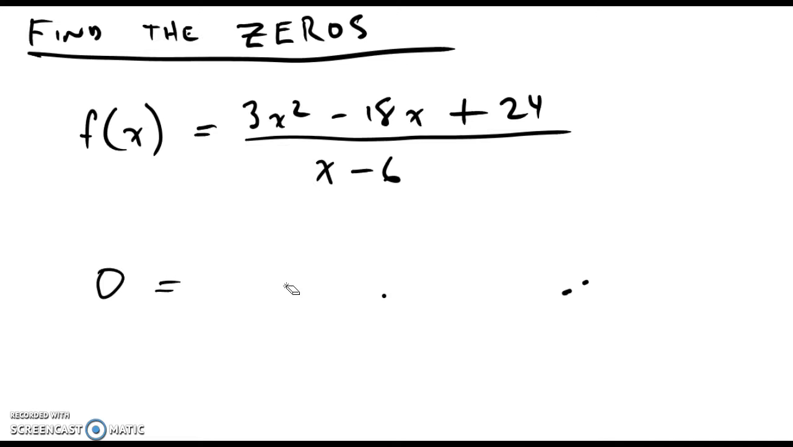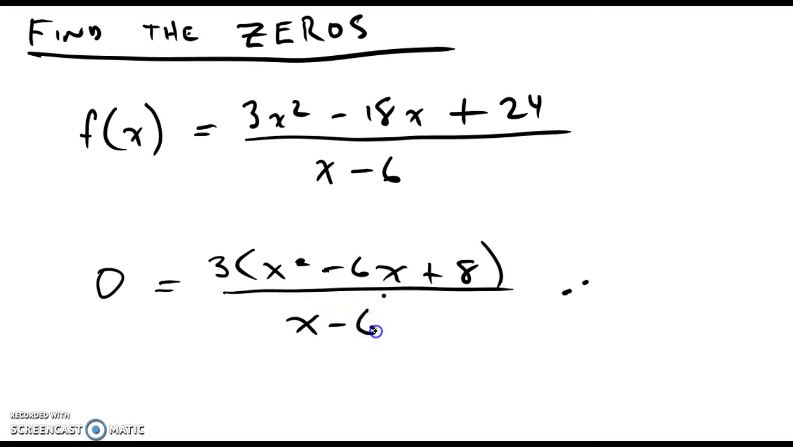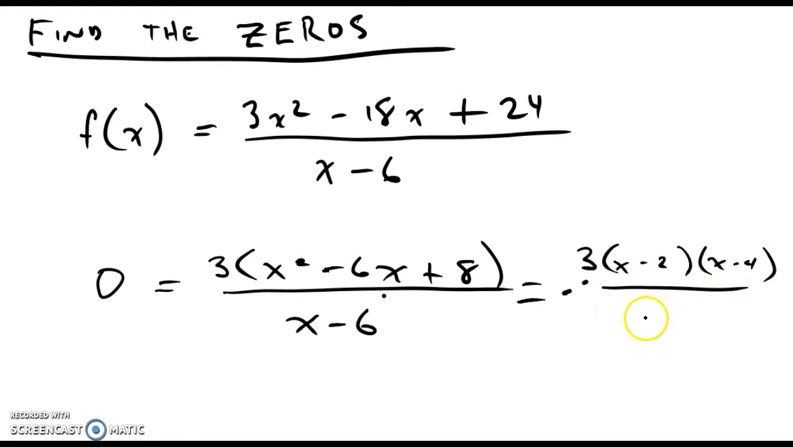So first we're going to factor out the 3 here. Start out by factoring out the GCF. So we're going to factor out the 3, and we're left with x squared minus 6x plus 8 over x minus 6. And now we've got a quadratic, which we are going to factor. We've got x minus 2, x minus 4 over x minus 6.